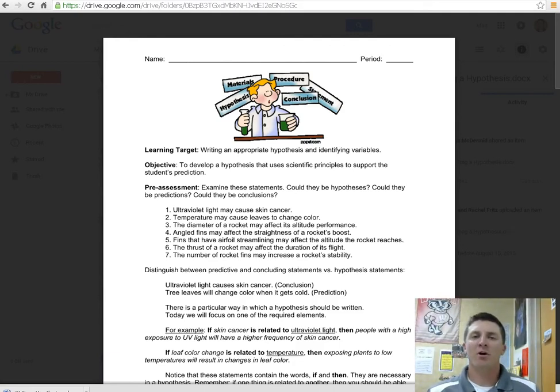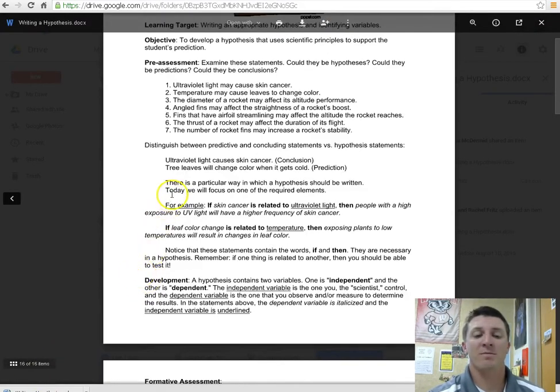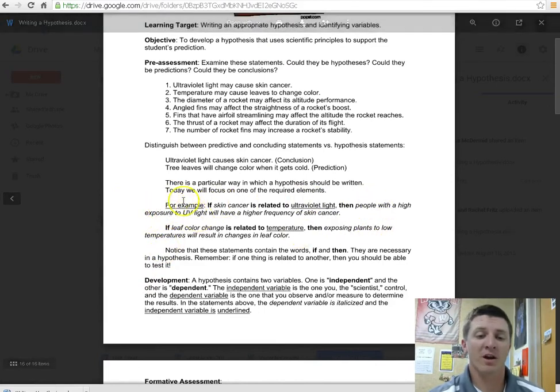Today I am going to be talking about hypothesis writing, and we've already done this activity, but I want to point out a few things so you guys are well aware of what is expected of you when you write a hypothesis. So if we scroll down here, some examples of hypotheses we have are right below us where it says "for example."